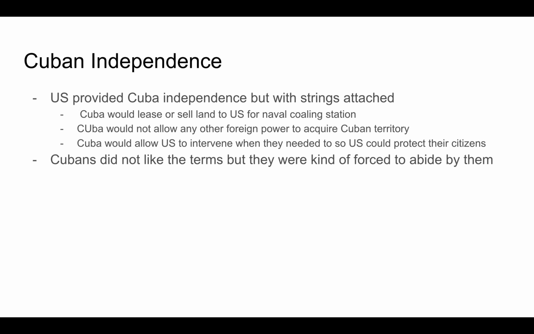Cuban independence. The U.S. provided Cuba independence, but with strings attached. Cuba would lease or sell land to the U.S. for a naval coaling station. Cuba would not allow any other foreign power to acquire Cuban territory. Cuba would allow the U.S. to intervene when they needed to, so that the U.S. could protect their citizens. Cubans did not like these terms, but they were forced to abide by them.